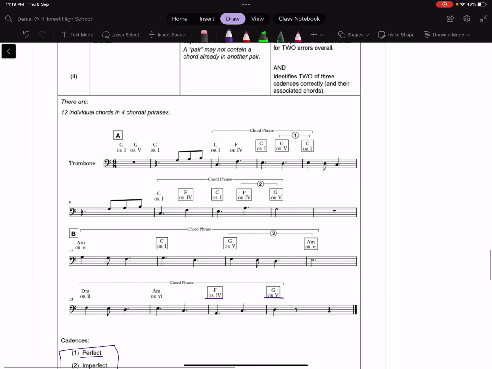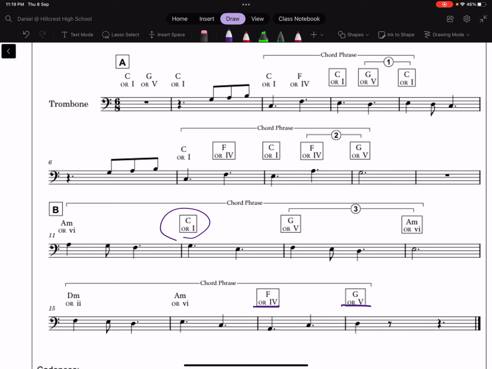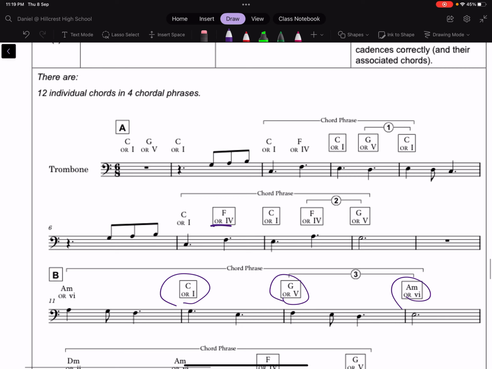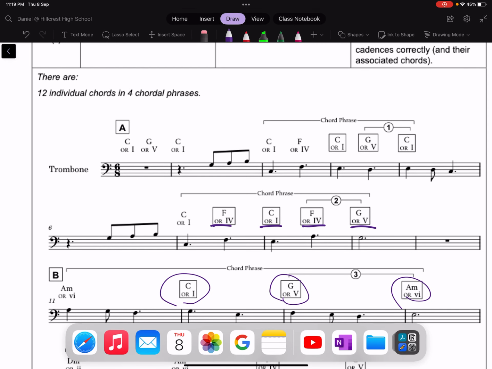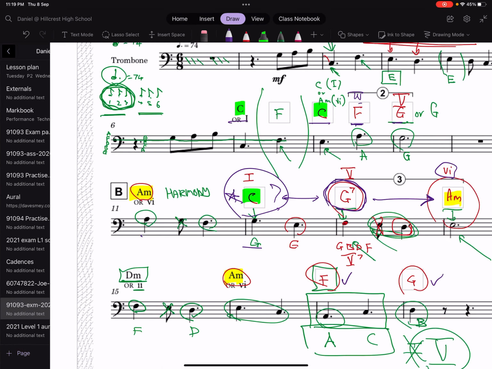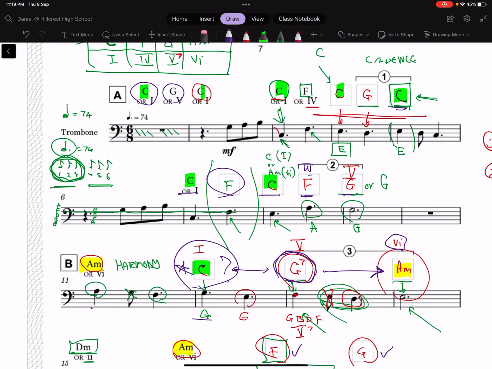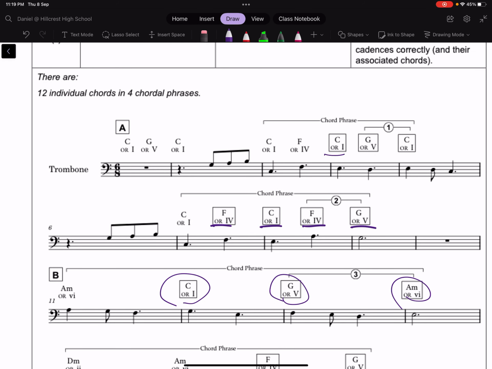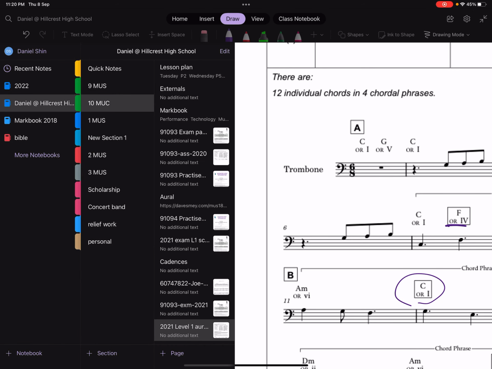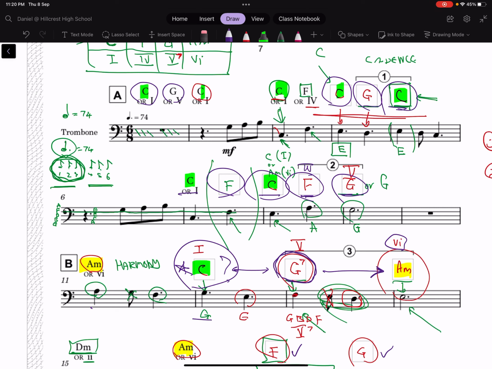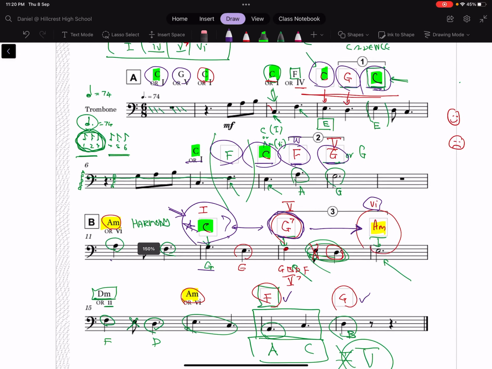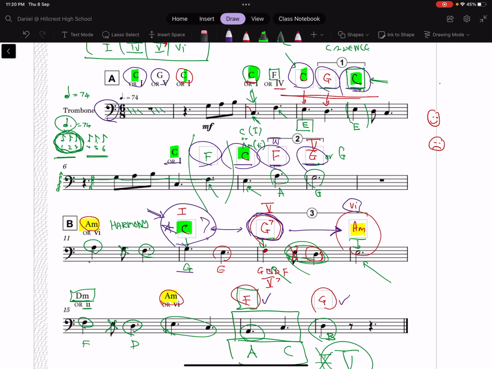Oops. C, G, A minor. Okay. Got F, C, F, G. Oops. Okay. F, C, F, G. And then we've got C, G, C. C, G, C. So it looks like I was quite lucky with that one. I'm quite sure. Now, the reason why this is so challenging is because of the bass clef.